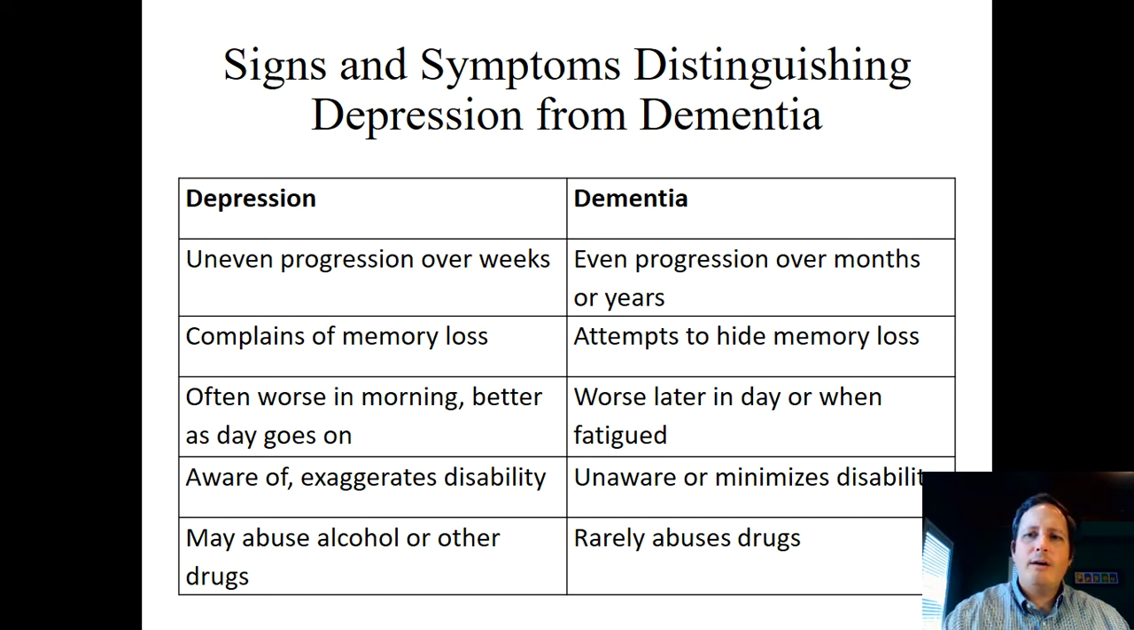Those who are depressed are aware of and sometimes even exaggerate their disability, whereas those with dementia are not aware of what they have, and they try to minimize any issues that they're having. And then finally, those with major depression may abuse alcohol or other drugs, and in dementia, it is fairly rare for that sort of thing to occur. So there are a few differences between dementia and depression, some of the personality and motor changes, and then how we might go about assessing whether somebody is having neurocognitive symptoms. So in our next module, what we're going to do is delve further into the diagnosis of major neurocognitive disorders and go on from there.